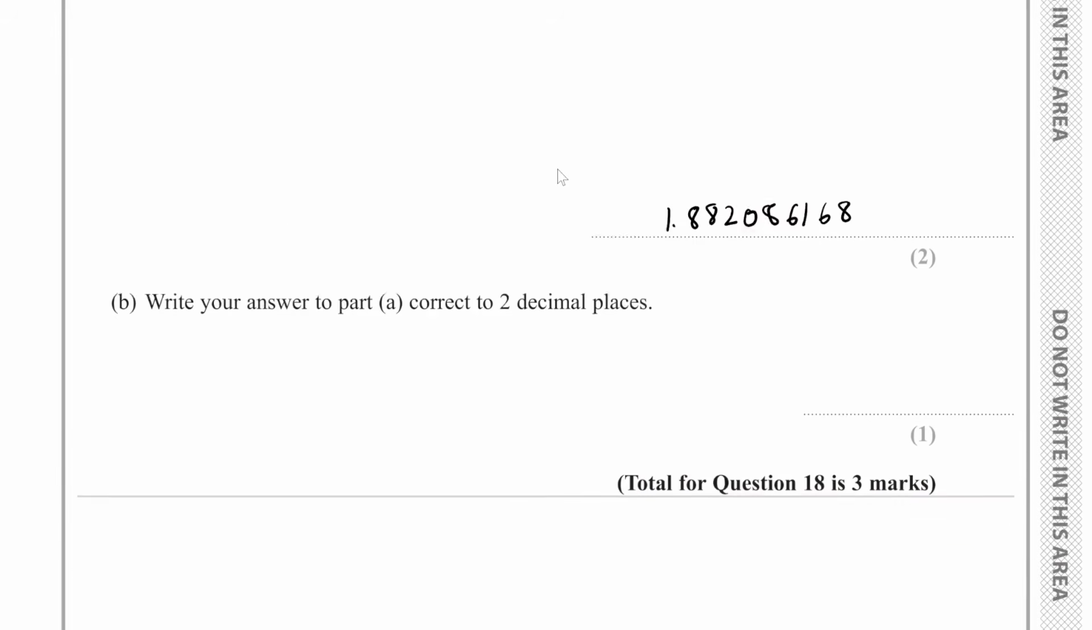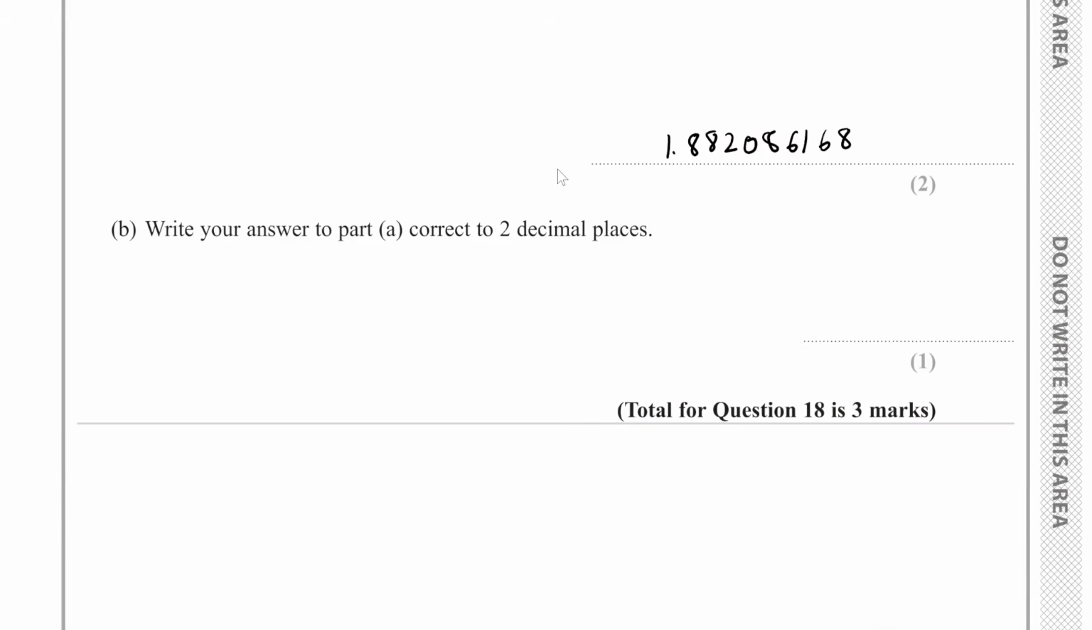And then part B, write your answer to two decimal places. That's 1.88. The number that comes next is a 2. So it's 4 or lower. It's not 5 or above. So it stays the same. 1.88. It's closer to 1.88 than it is to 1.89.